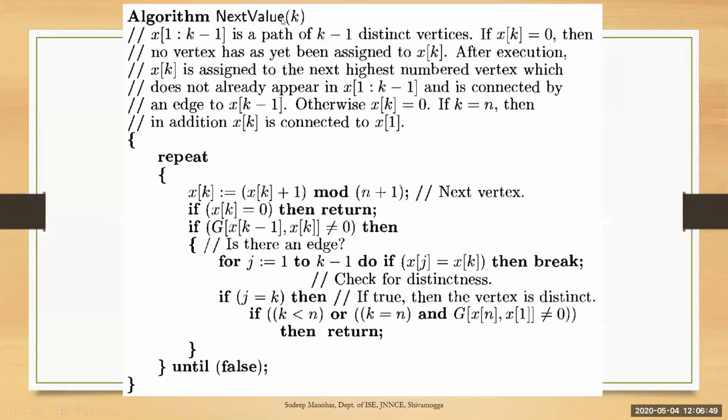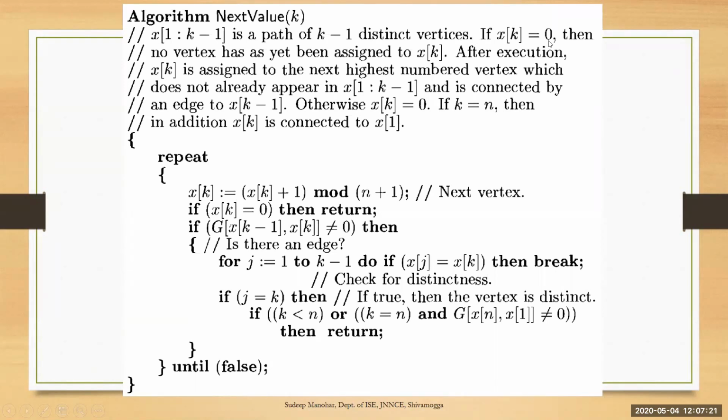This is the next value function. Next value of 2, 2 comes in the place of k. We have to take one array x, that is vector x. It is from 1 to k minus 1, a path of k minus 1 distinct vertices. So whenever a new value of k comes, from 1 till k minus 1, already there are some vertices that are chosen. And there is a path from 1 to k minus 1.